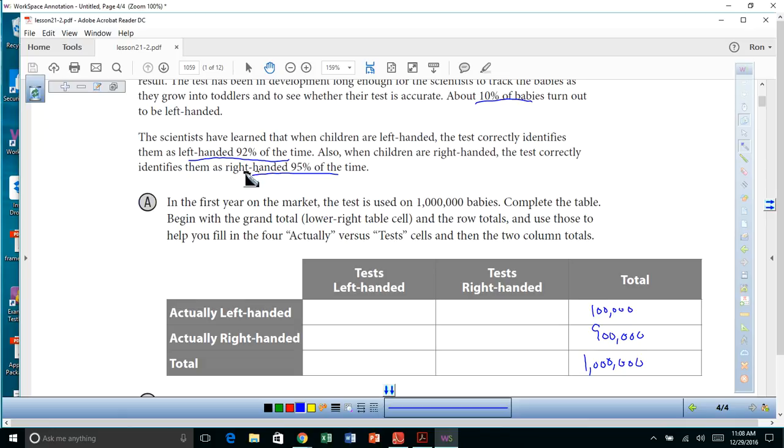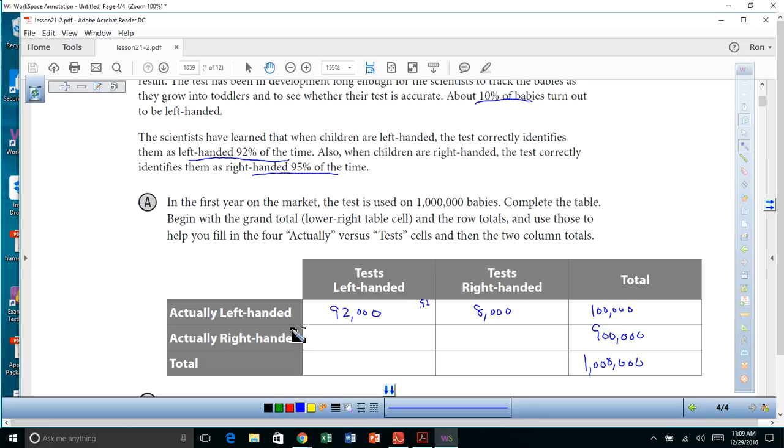Okay. Now it says, let's see, the scientists have learned that when children are left-handed, the test correctly identifies them as left-handed 92%. So test left-handed and actually left-handed is supposed to be 0.92. Well, 0.92 times 100,000 is going to be 92,000. Okay, which means 100,000 minus 92,000, that means 8,000 will test right-handed, but they're actually left-handed.